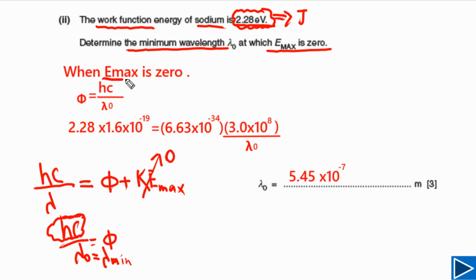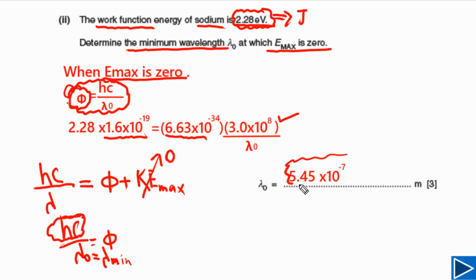As I mentioned before, Emax is 0, this is given in the question, so Emax is equal to 0. So this is our equation now, and in this equation we need to plug in values. The work function energy that is given, we need to convert into joules, so we multiply with this one to convert it into joules, and this is the value of h, and this is the speed of light in vacuum, and we can find out lambda naught, lambda minimum.